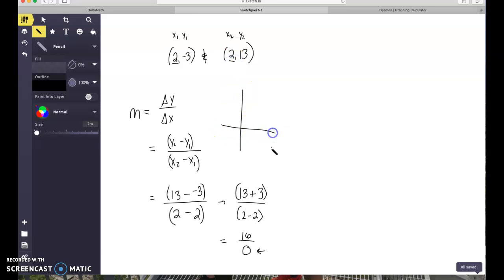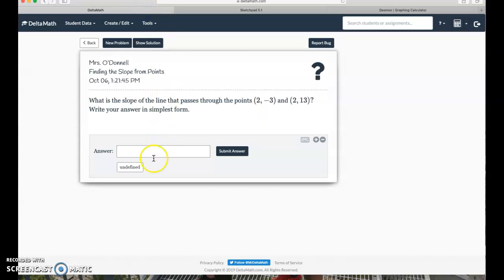If we plotted those, I've got a point at (2, -3), and a point at (2, 13), which would be all the way up here, and that would fail my vertical line test, right? If I drew a vertical line down. So it's not a function. So here we actually have undefined slope. So way to go, giving us a stinker of a problem right off the bat, Delta Math.